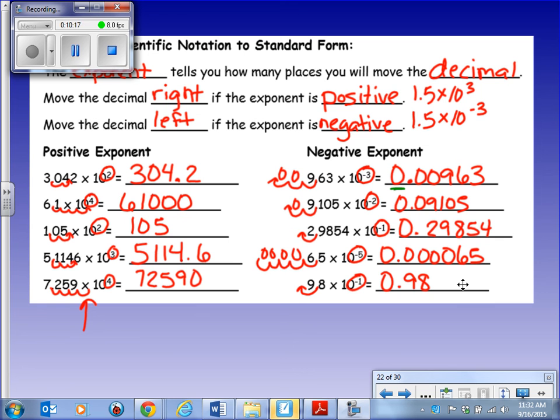Now, you can always check your work by doing 7.259 times 10,000, because remember 10 to the 4th power has 4 zeros, and then I could check it to make sure I got it right. Over here, I could check it by saying 9.8 times 0.1. The negative 1 tells us that we have 1 zero, so it is less than 1. Go ahead and pause the video here if you need to.